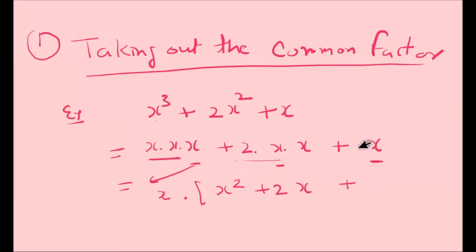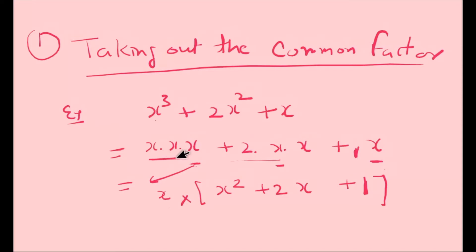We know 1 is hidden in exponents, I have already told you: 1 is multiplied, 1 is divided, 1 is the power. So what is left here is 1. This way we are using the multiplication sign, which means this is the factor of the expression x cube plus 2x square plus x. Now the factorization is x into, in bracket, x square plus 2x plus 1.